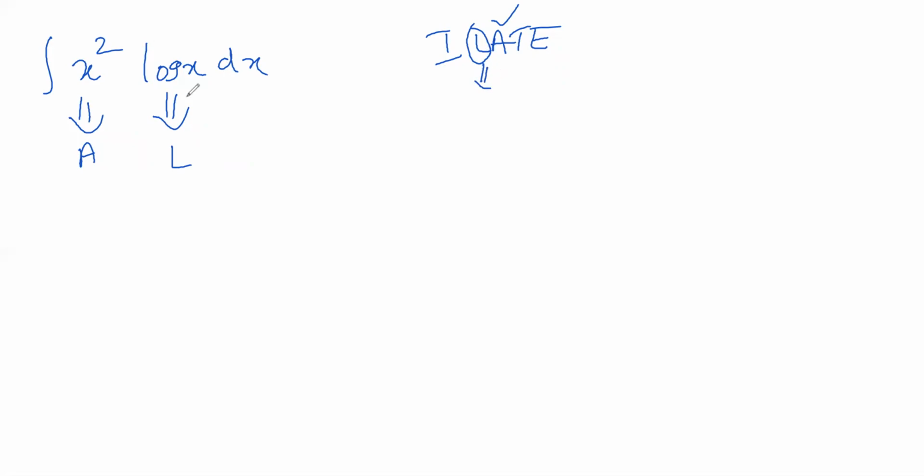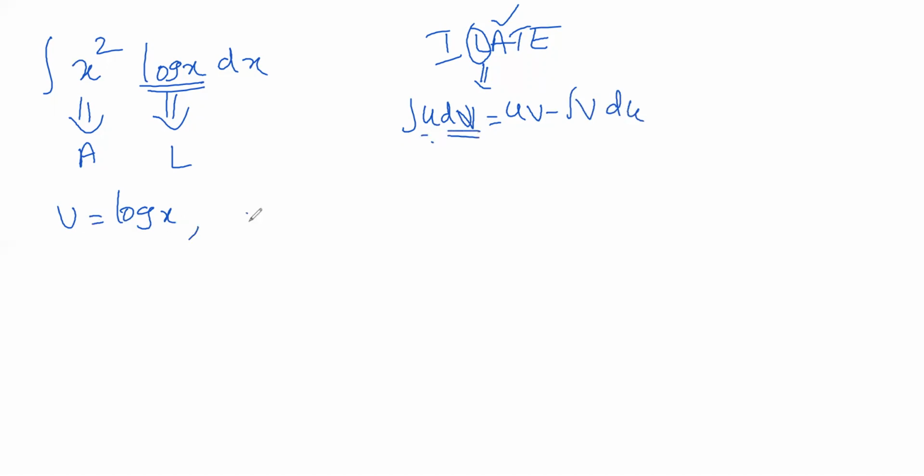So we choose u as log x. And the integration by parts formula is integral of u dv is equal to uv minus integral of v du. We have chosen u as log x, and dv is the remaining terms. What are the remaining terms? x squared dx. So dv is equal to x squared dx. Is it clear? Do you need some other example?